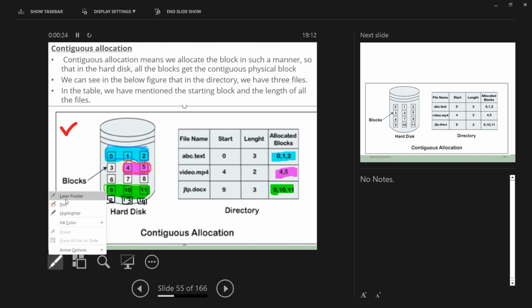Okay. So here there are 3 files. First one, the ABC text file. That is a notepad file. 0, 1, 2 are the file blocks. Then the pink colour one is the MP4 video file. And 9, 10, 11 is the Word document. And I have already written there, 12, 13, 14 also. Okay. So now see, 0, 1, 2 are contiguous.